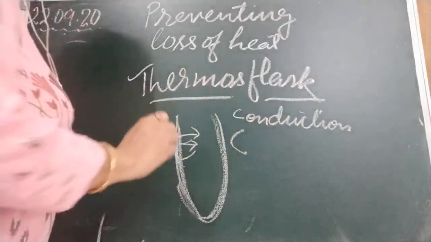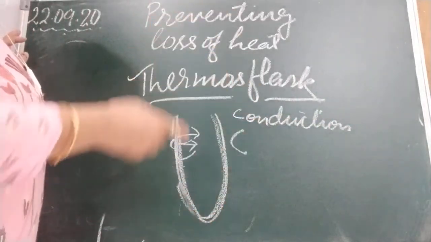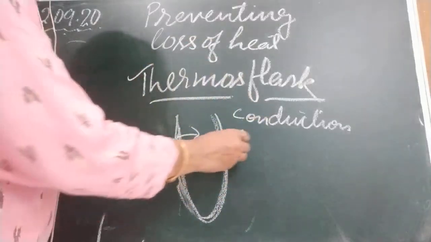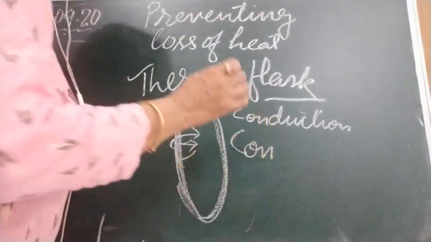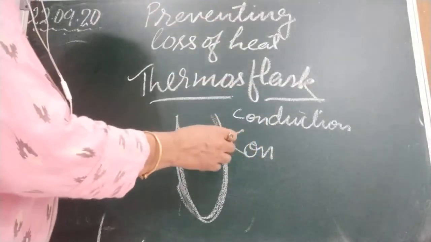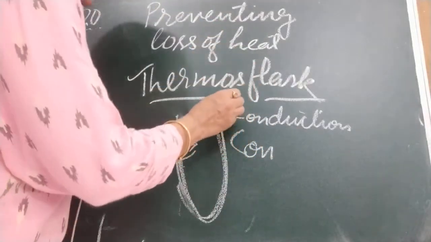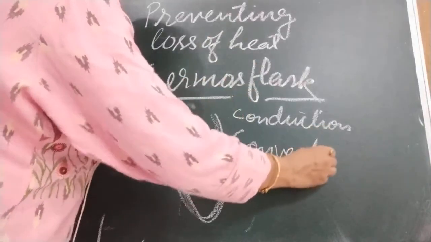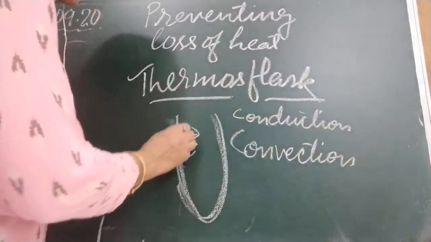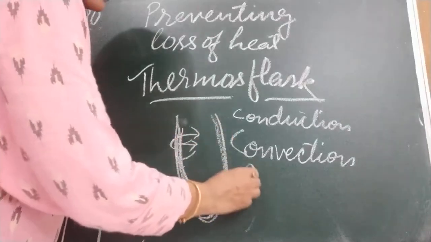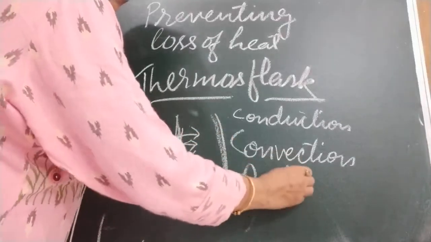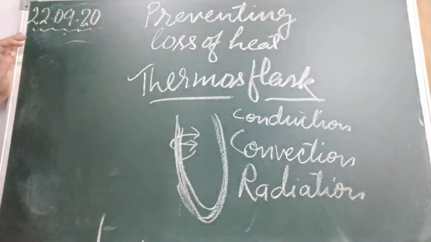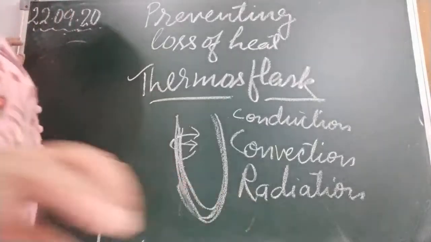As I told you, for conduction, the bottle cap and the case and jar of the bottle are made of plastic, so conduction cannot take place. In between the inner jar and outer jar, vacuum is there, so conduction cannot take place, and also convection. And radiation we can stop by making the inner lining silvery. So this way we can prevent the loss of heat. That's all for this. Thank you, children.